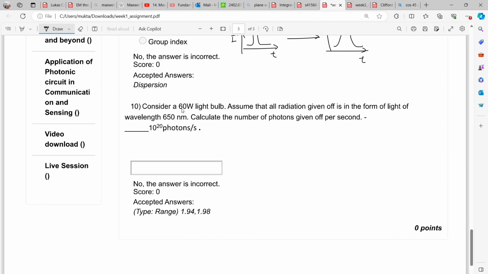Last problem for this assignment. Consider a 60-watt light bulb. Assume that all radiation given off is in the form of light of wavelength 650 nanometers. Calculate the number of photons given off per second. So lambda is 650 nanometers, and they have given us the power consumed by the light bulb. Power is 60 watt.